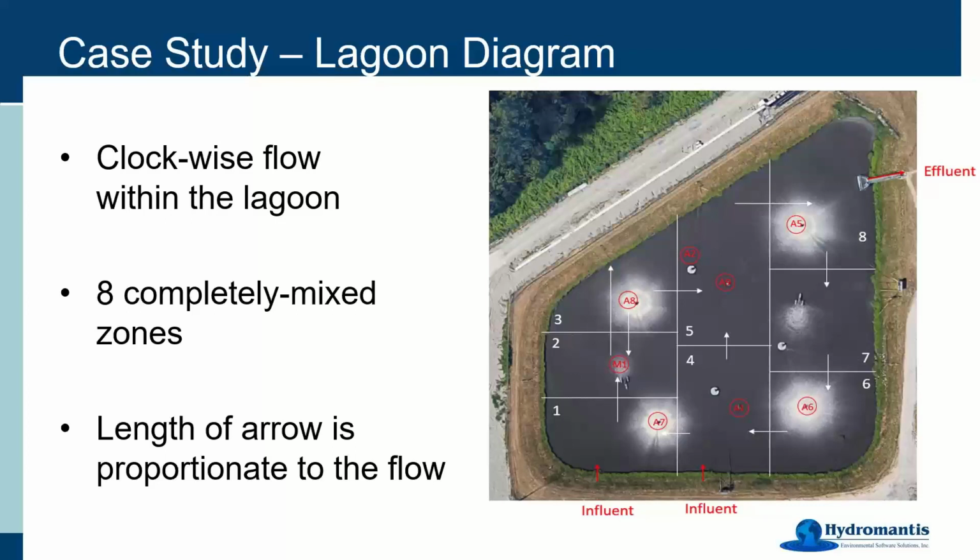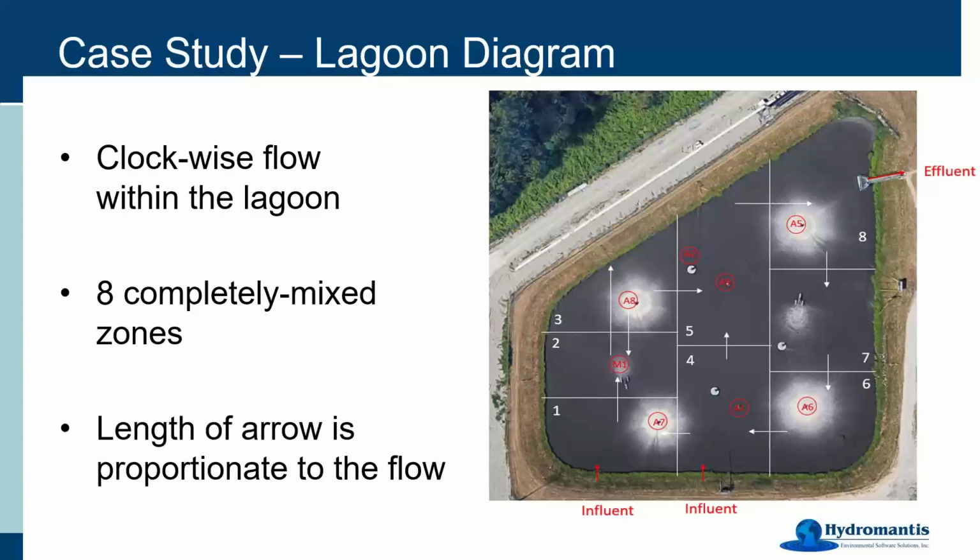So to answer the first question that we had regarding the flow path, we learned from the operators that the flow is clockwise within the lagoon. Based on that information and the location of the aerators, we divided the lagoon into 8 zones. These zones were of various sizes, but we tried to have each zone centered around an aerator. We also included non-aerated zones, such as zone number 2 and 7, so that we have the combination of aerobic and anaerobic zones in the lagoon.